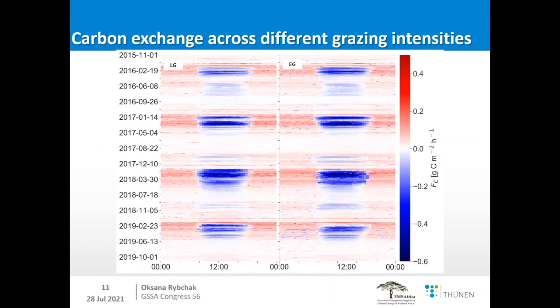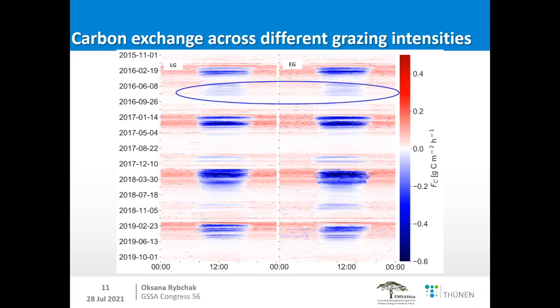Here we can observe a fingerprint map which nicely shows the differences between the two studied sites. The red pattern represents carbon release, the so-called carbon source ecosystem, while blue represents carbon uptake. As we can see, throughout all the years, the experimental grazing site shows darker blue, which means it had higher carbon sequestration compared to the linear grazing site.